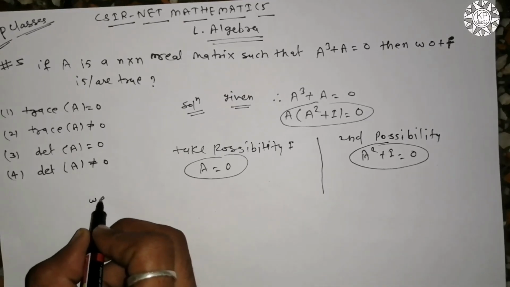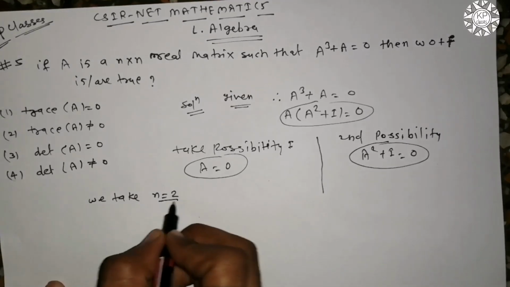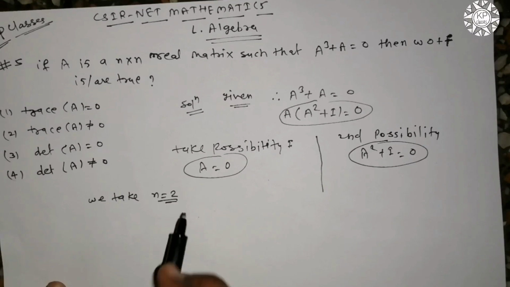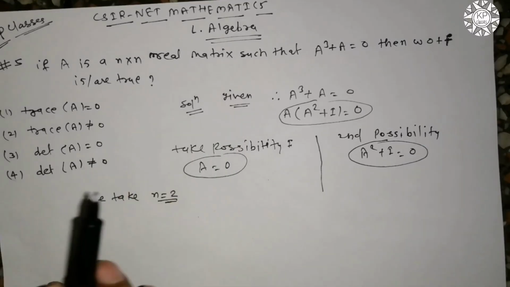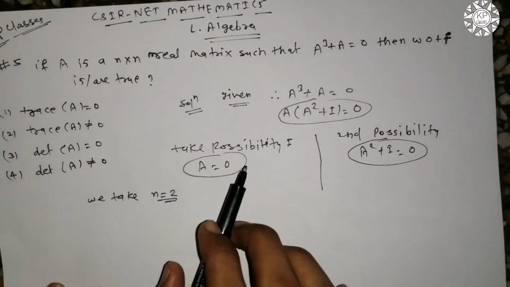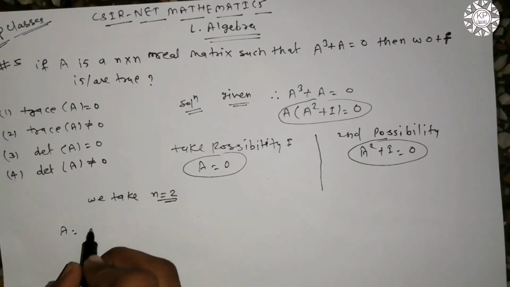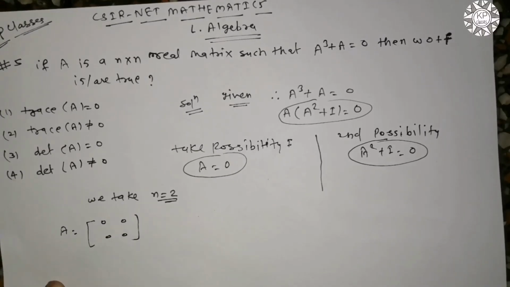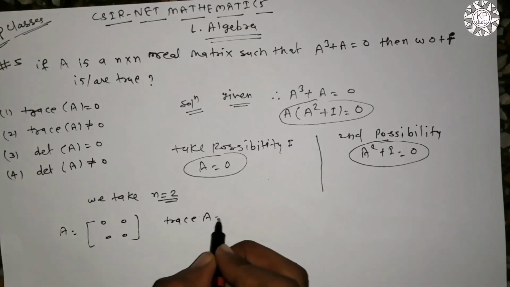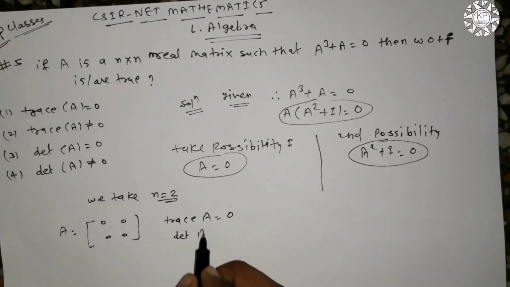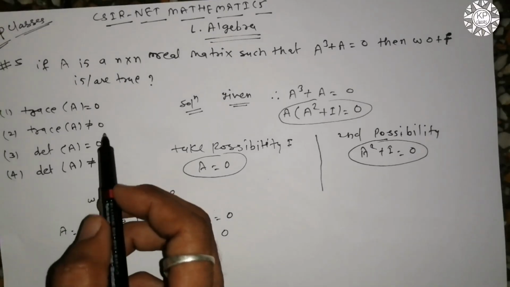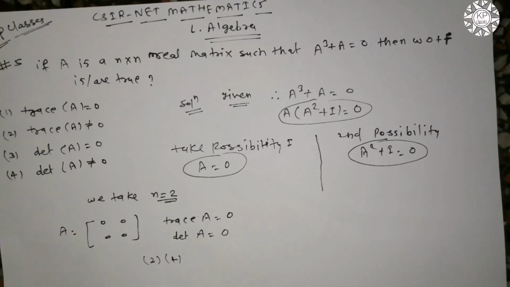Simply we take n equals 2. Here no order is mentioned, so we take n equals 2 to find the solution easily. First we take A equals 0, meaning the null matrix, so we can write A equals 0 0, 0 0. In this matrix, trace of A equals 0 and determinant of A equals 0. For this matrix we can discard options second and fourth.